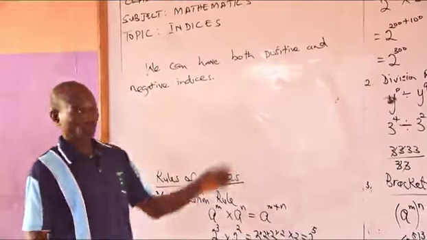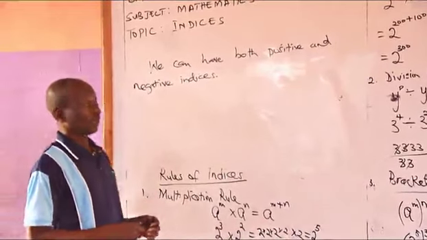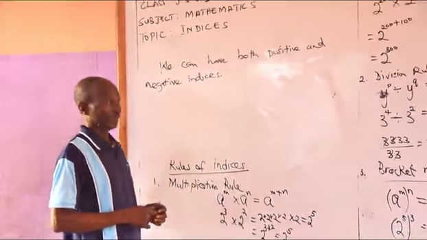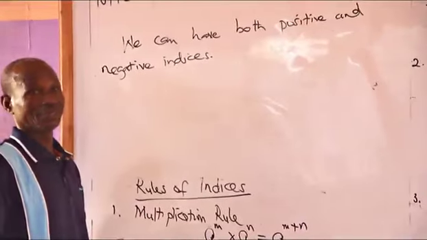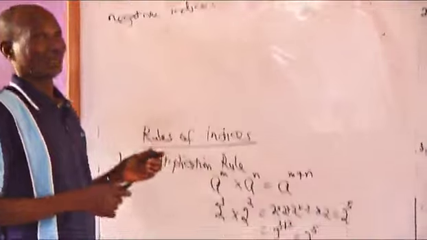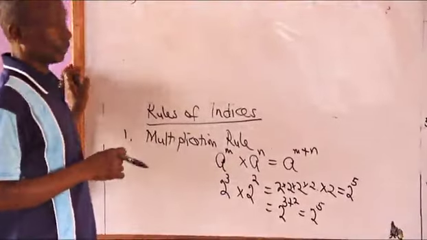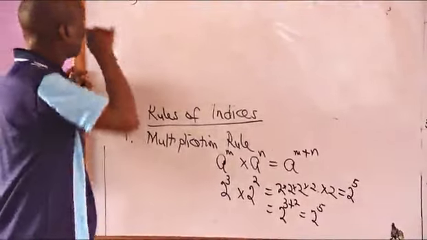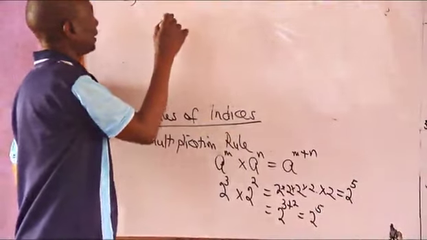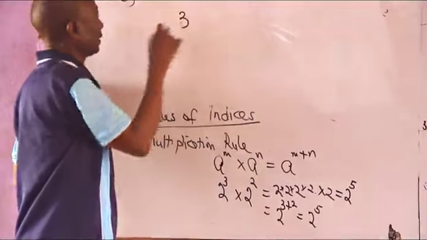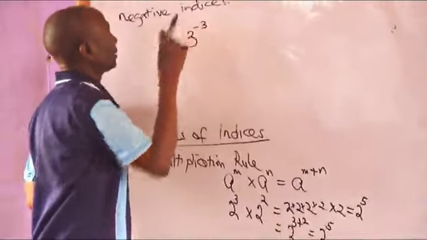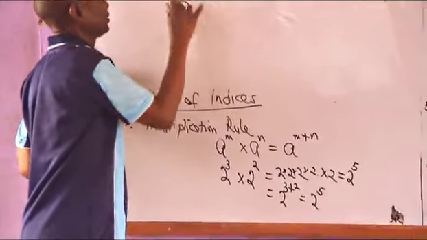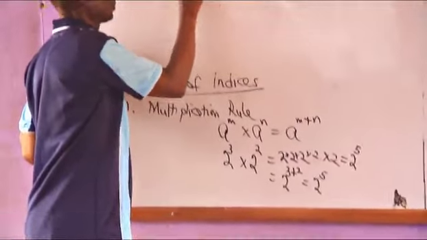All the examples I've got so far are all positive. Then how do we solve negative index? I'll go through that one before we end the lesson. Now, if I have something like, say, 3 raised to minus 4.